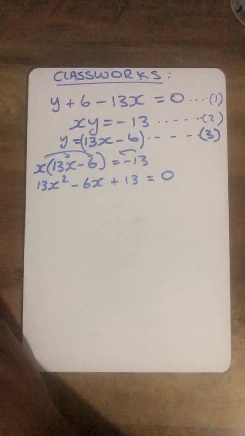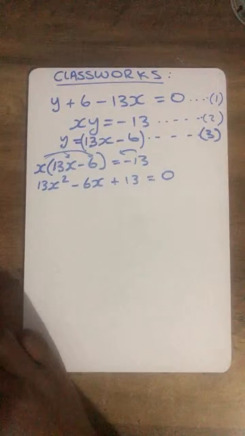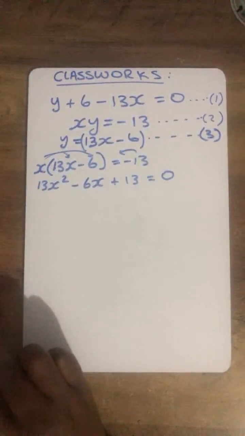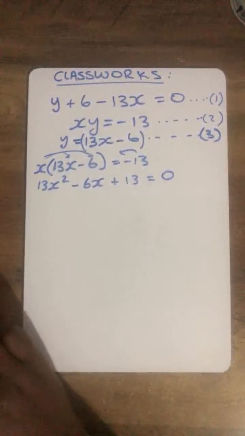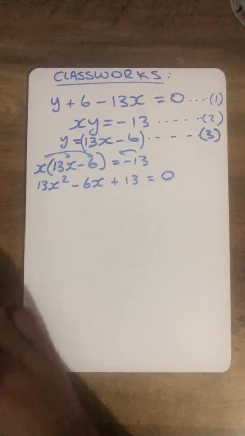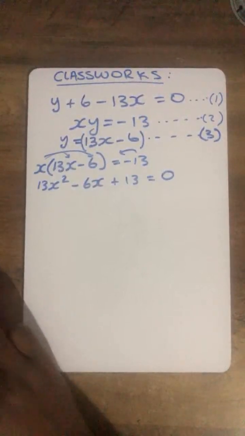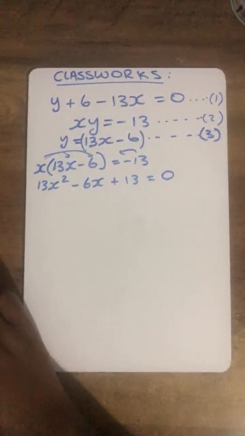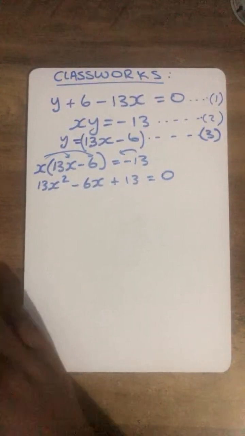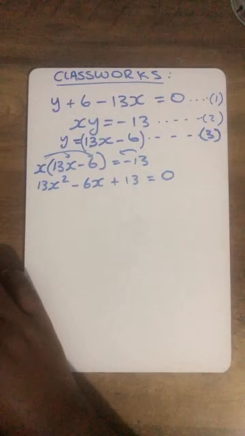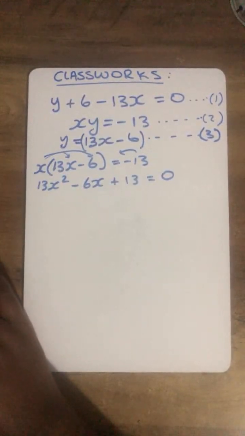Negative b plus or minus the square root of b squared minus 4ac, all over 2a. Yes, b squared minus 4ac.